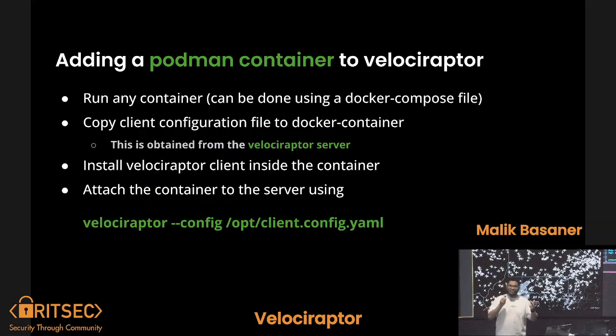Now we have a Podman container, and we're trying to add that to Velociraptor. So how are we going to do that? First of all, we run any container, which can be done using a Docker compose file, and copy the client configuration, then obtain the configuration file or the binary itself from the Velociraptor server, and also the Velociraptor client, and attach the client, and the rest goes on. But we will look into that in detail.